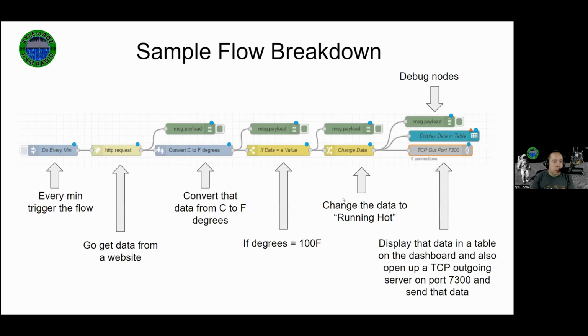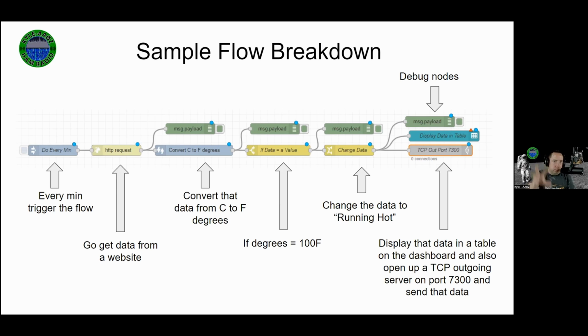So let's take a look at a sample flow that is pretty basic here. So remember, we had that timestamp node. So what we're going to do is we're going to start this flow, and we're going to inject a timestamp every minute. Okay. So every minute, this node is going to fire off at the top of the minute, or at 00. So let's say we want to go get some information from a website. So we're going to do an HTTP request and grab some information from a website.